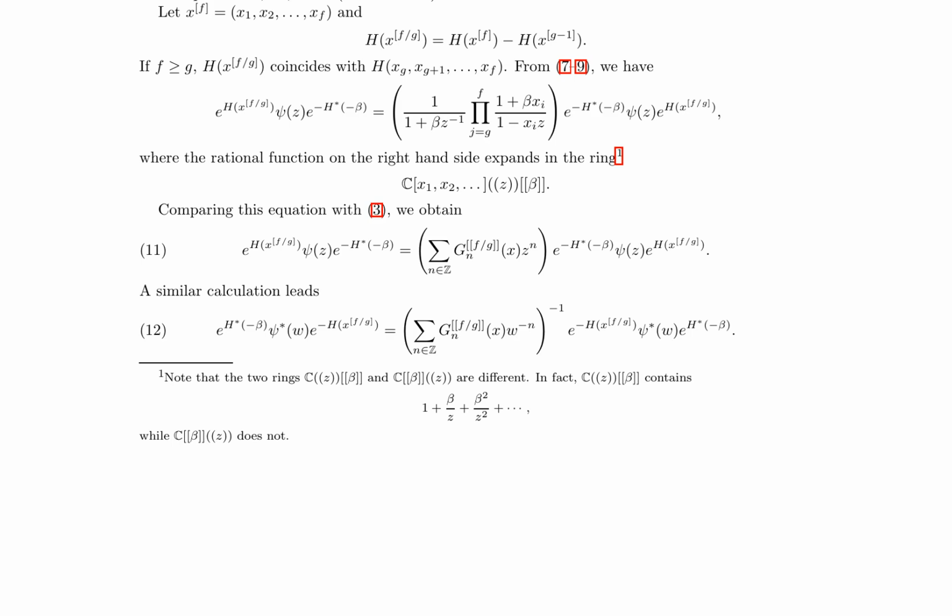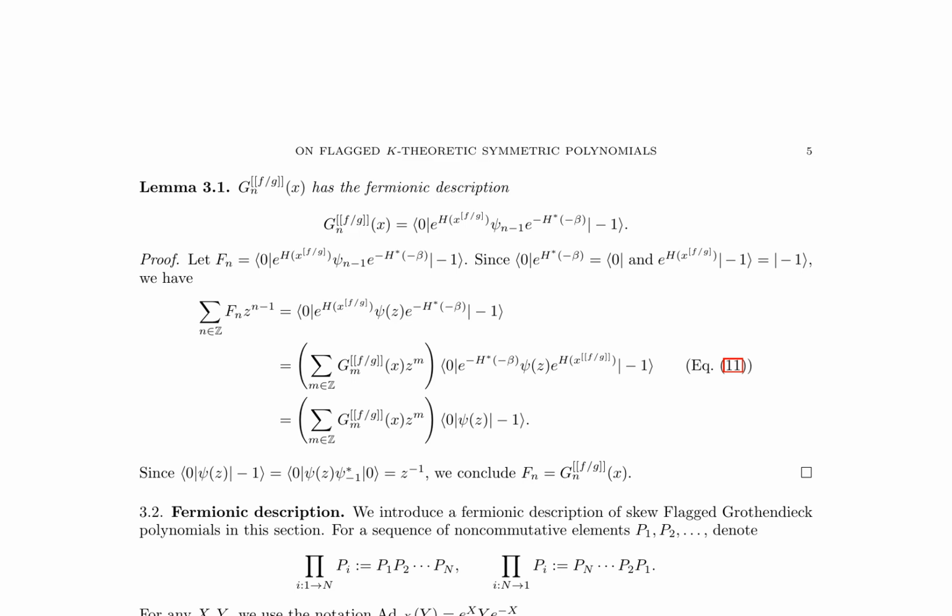The paper notes the difference between two rings, C[[β]][z] and C[z][[β]], emphasizing the distinct properties of these rings in relation to the flagged skew Grothendieck polynomials. The paper introduces a novel approach to describe flagged k-theoretic symmetric polynomials using fermionic expectation values. A crucial relationship between the flagged Grothendieck polynomial and its fermionic description is established in equation 13.